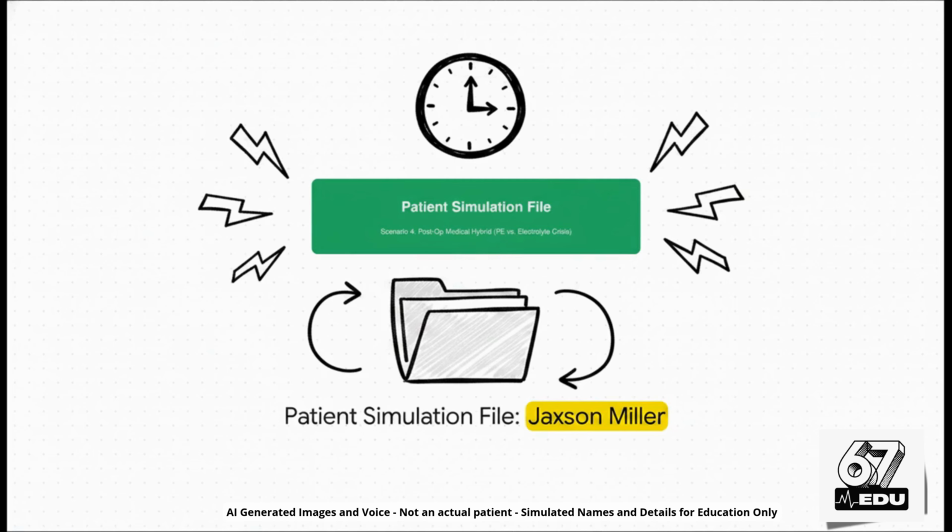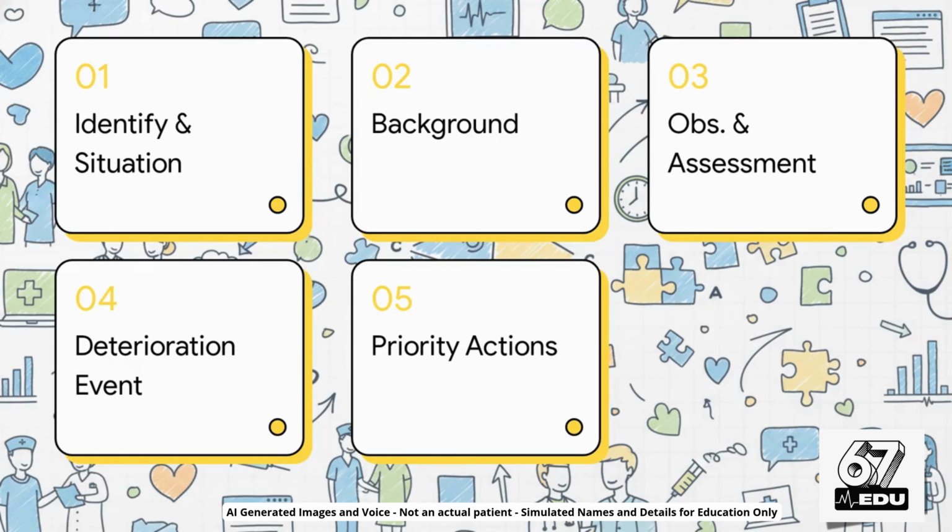All right, let's dive right into the file for Jaxson Miller. We're going to frame our entire analysis today as an urgent, real-time clinical briefing. Imagine you are receiving this exact patient right now, and the clock is ticking. You need the vital information, and you need it structured perfectly so you can act immediately. To handle this without getting overwhelmed, we're going to use this agenda as our ISOBAR briefing outline: Identify and situation, background, observations and assessment, the deterioration event, and finally, recommendations and priority actions.